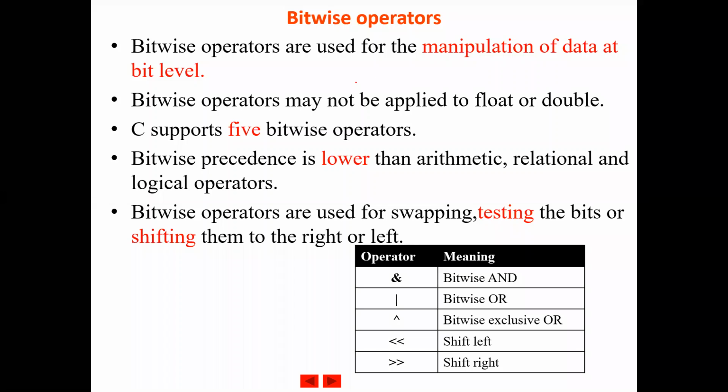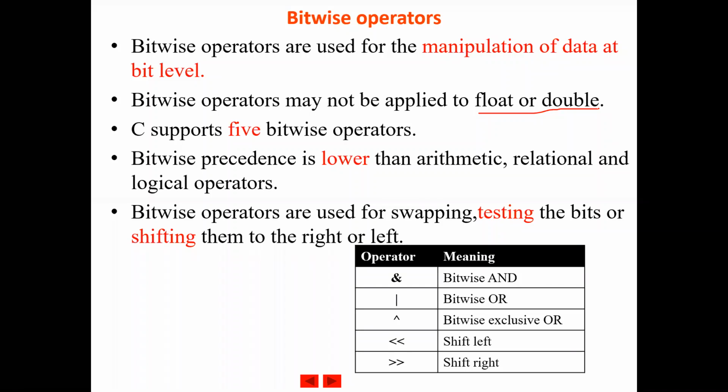Bitwise operators cannot be applied to float or double numbers. If you have a decimal point, if you are having anything other than integers, you cannot use bitwise operators. Bitwise operators can be done only on integers. C supports 5 bitwise operators. So we are going to study 5 bitwise operators, right?